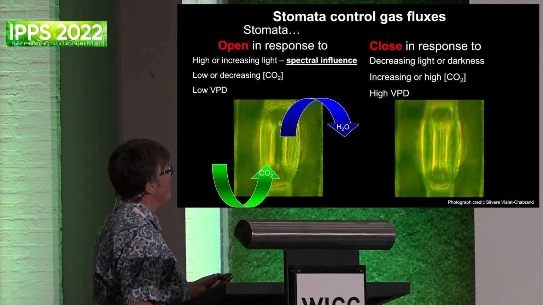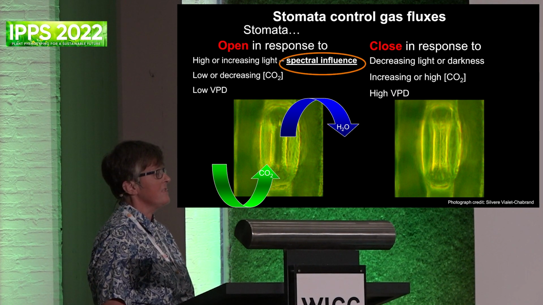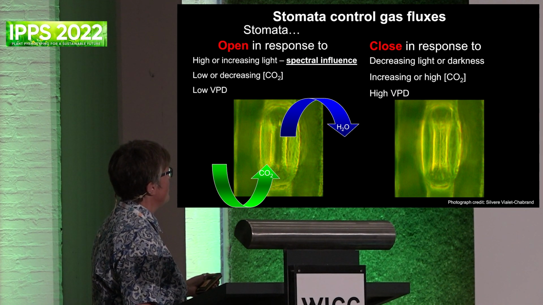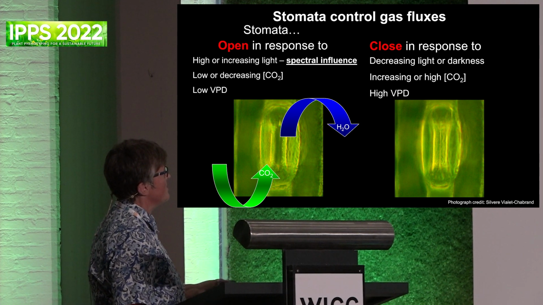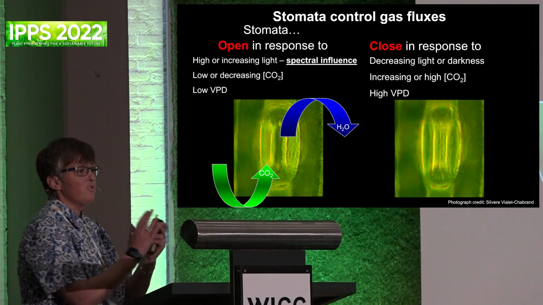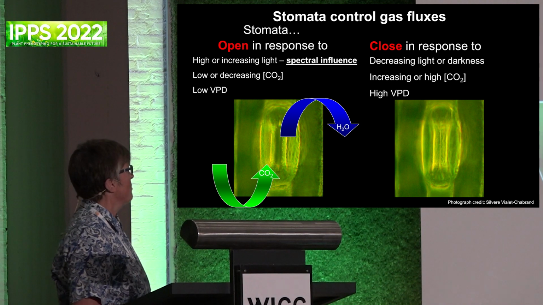There is a spectral influence to this, which I'm not going to talk about, but is really interesting in how that alters the kinetics. And of course, stomata also open with a decrease in CO2 concentration and low VPD. Whereas they tend to close in the opposite conditions: darkness, decrease in light or high CO2 concentrations. So stomata are continually adjusting to the dynamic environment. We've heard a lot about dynamic environment so far today.